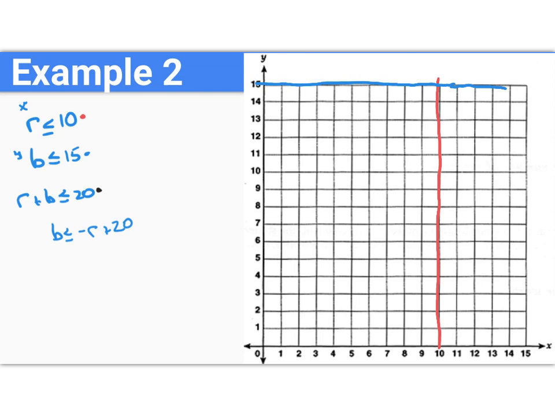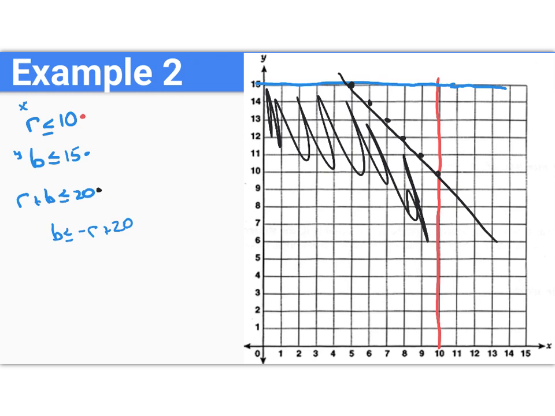And so it's dropping down, as you can see. At 1, B is 19, 2 is 18, 3 is 17, 4 is 16, 5 is 15. So 5, 15 for the black line. And then our slope is 1, and it's a solid line. So basically all of these work.